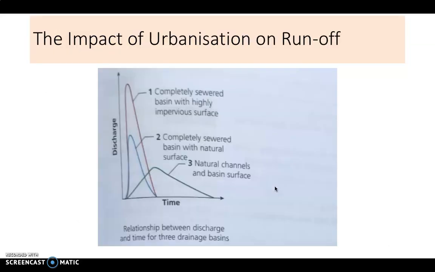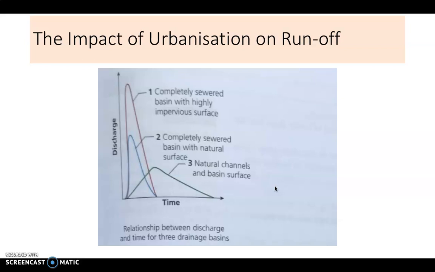So this looks at the impact of urbanisation on runoff. On the left-hand axis, you've got discharge, that's the amount of water that's in a river, and on the bottom, you've got time. And here, the red, the blue, and the green lines each show a different drainage basin. Number one is the most urbanised. It's got a completely sewered basin with highly impervious surface, so concreted tarmac surface, and all of the sewers all over it are taking water and putting it into rivers very quickly.